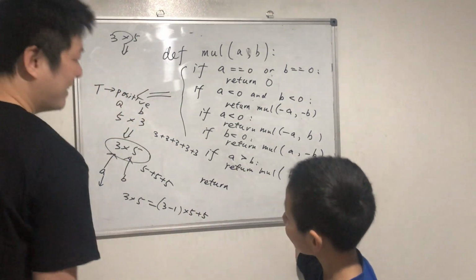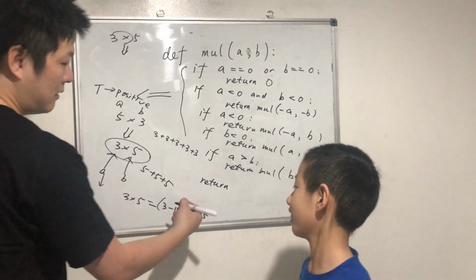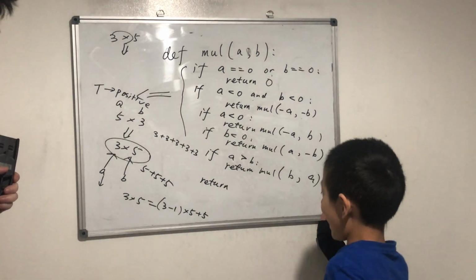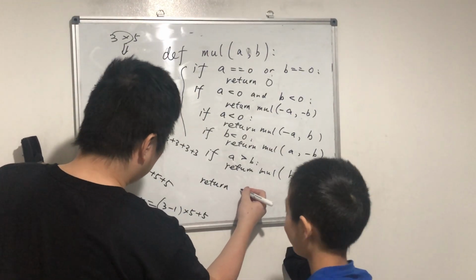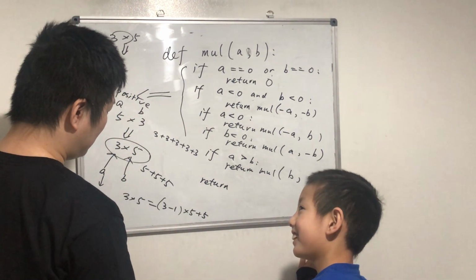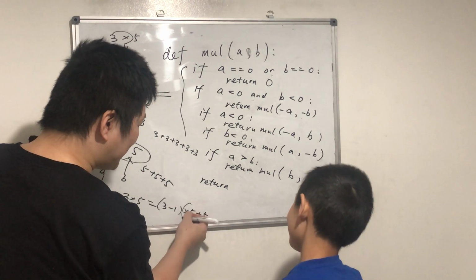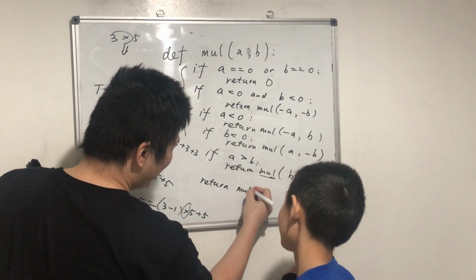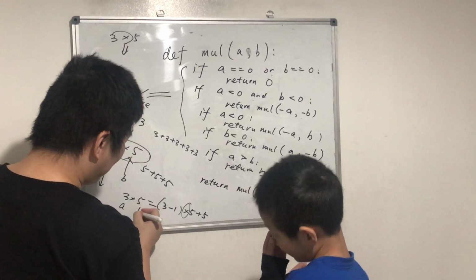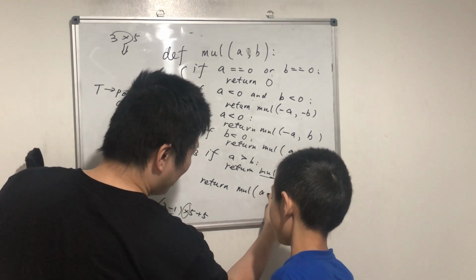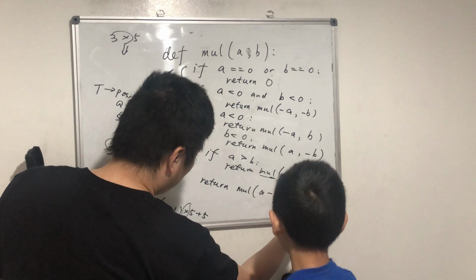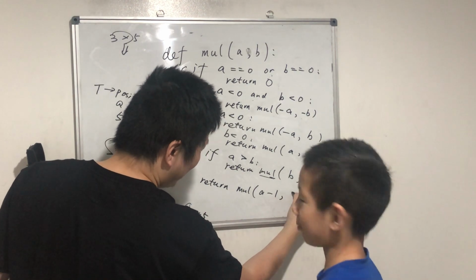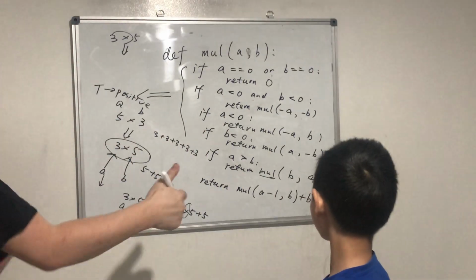So how can we write this? A minus 1 times B add B. Look, we can't use these terms, so we need to use this multiply. Return what? This is A, this is B. Multiply what? A minus 1, multiply B, and then add B. Okay. Well done. Now that's perfect.